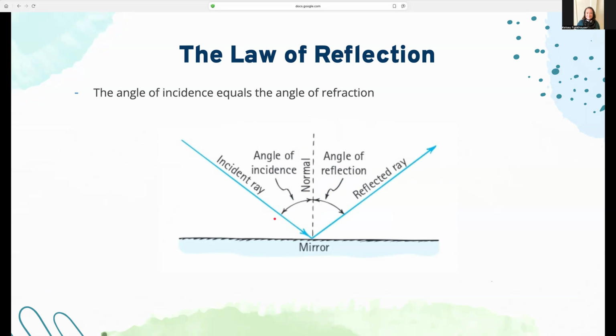The law of reflection tells us that the angle of incidence equals the angle of reflection. Sorry, that's supposed to say reflection. Angle of incidence, if you remember from the bending light investigation, is the angle in which the light strikes whatever the material is. And then reflection is going to be just on the other side, but these angles should be the same size.